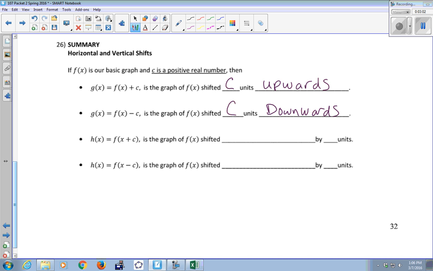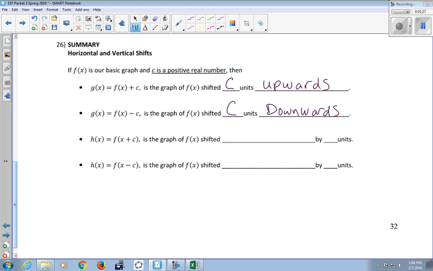Right? So f of x is just a fancy way of saying y. So when you add some amount to every y value, it's going to move your whole graph up. If you subtract some constant amount from every y value, it moves your whole graph down. So vertical shifting, very intuitive, right? Does exactly what you think it's going to do.